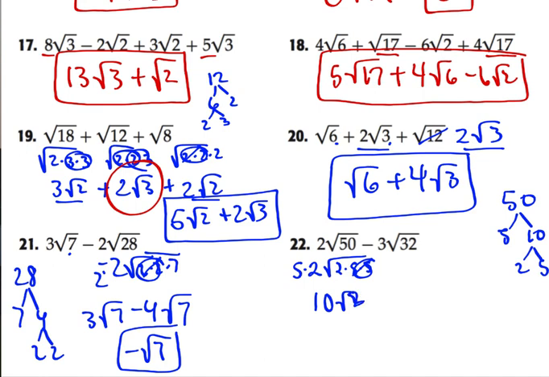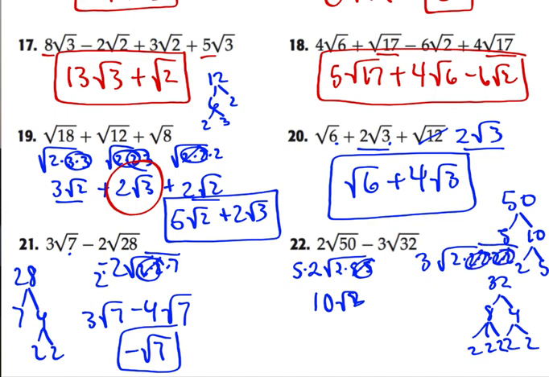And 32 breaks down into 8 times 4. 4 is a couple of 2's, and 8 is 3 2's. So this is 3 times the square root of 2 times 2 times 2 times 2 times 2. There's 5 of them in there. We can pull out 2 sets of 2's, and this is minus 2 times 2 times 3, that is 12 square roots of 2. 10 minus 12 is negative 2 square roots of 2.